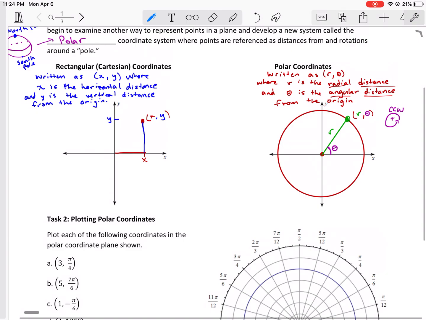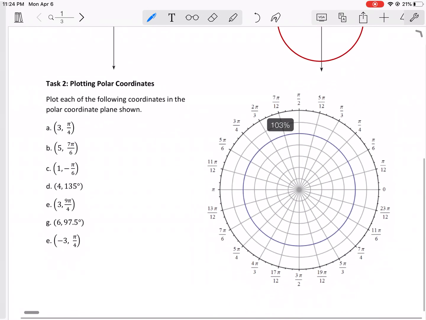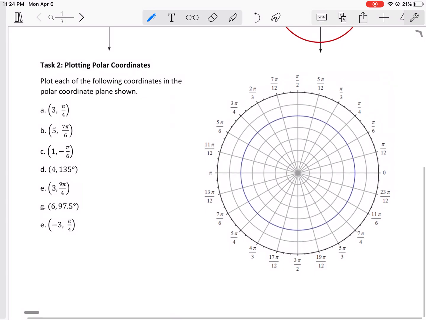So there's our difference between rectangular and polar coordinates. So let's take a look at how we can actually plot these down here. I want you to take a second and, if you want, pause the video and try to actually plot all of these on your own, and then once you've finished or gotten stuck or just want to check, you can play the video and see what I tell you. So take a second, pause it right here.